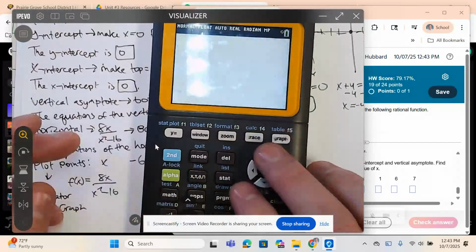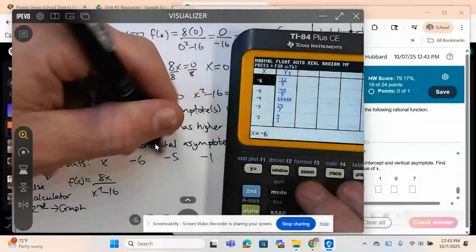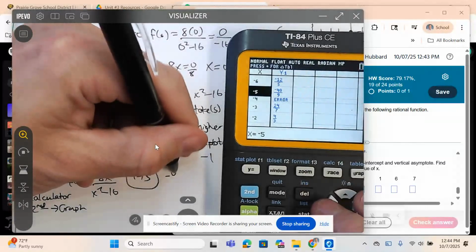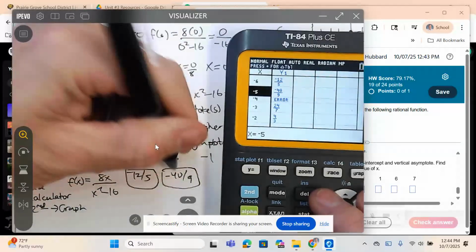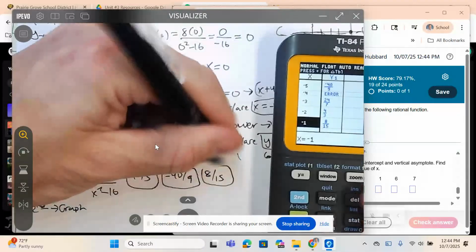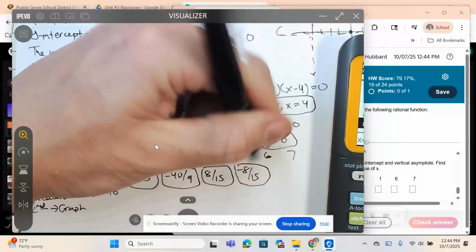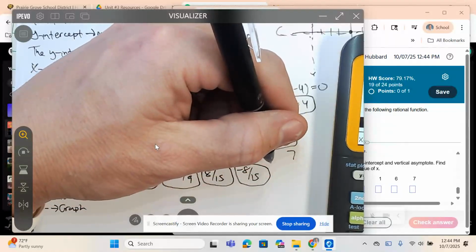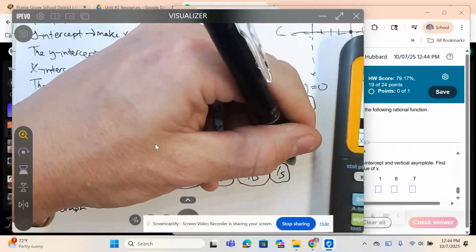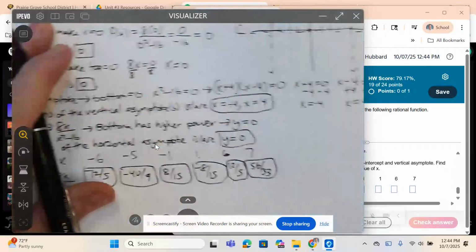So second graph. Negative 6 is going to be negative 12 fifths. Negative 5 is negative 40 ninths. Negative 1 is 8 fifteenths. 1 is negative 8 fifteenths. 6 is 12 fifths. 7 is 56 thirty-thirds. So those are my points.